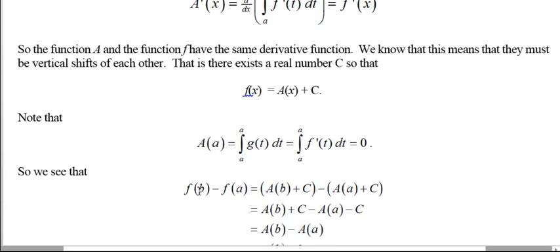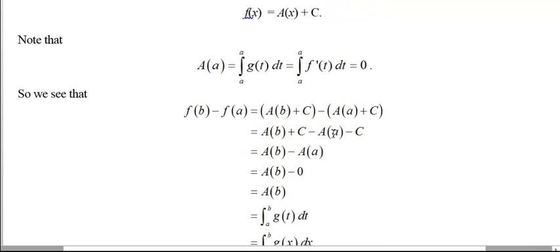Now, let's look at this. F(b) minus f(a). Well, f(b) is A(b) plus c. F(a) is A(a) plus c. When you distribute the minus, we get this. Notice that the c's cancel out and you get A(b) minus A(a). A(a) is 0, and so that's A(b).